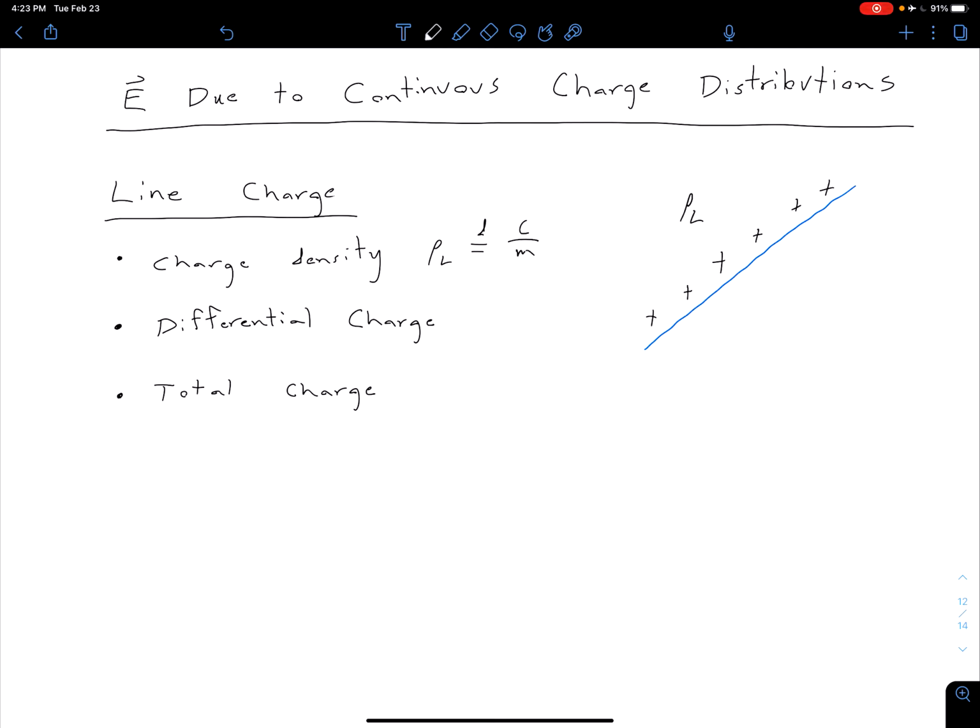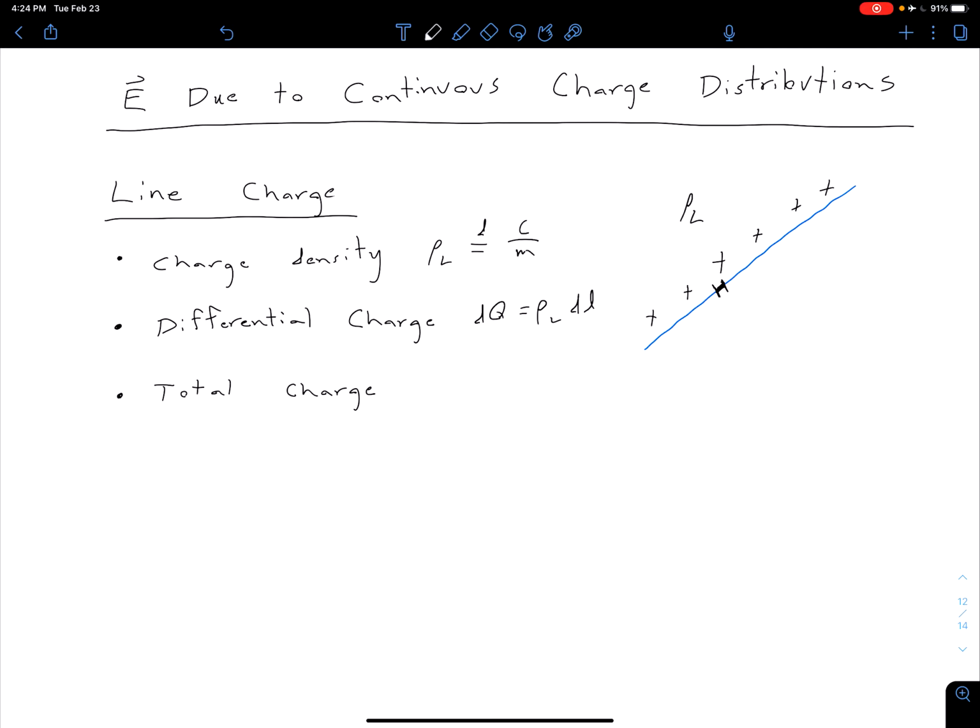We can also talk about a differential charge along this line. If we think about a dQ along some segment of this line, it's going to be how much charge density we have times the differential length dL that we travel along this line. Essentially we're looking at some small differential length and asking how much charge is in that differential length.